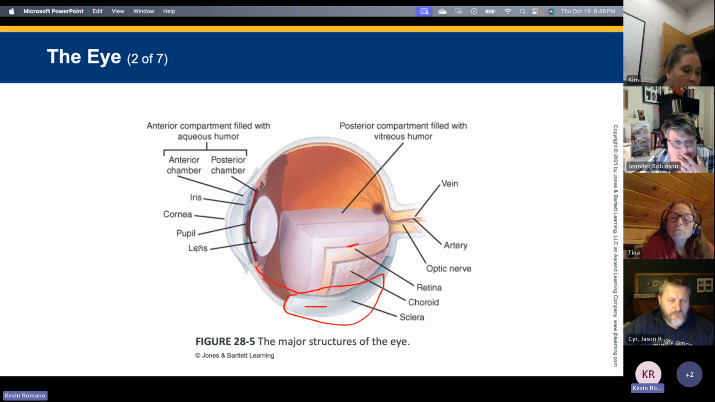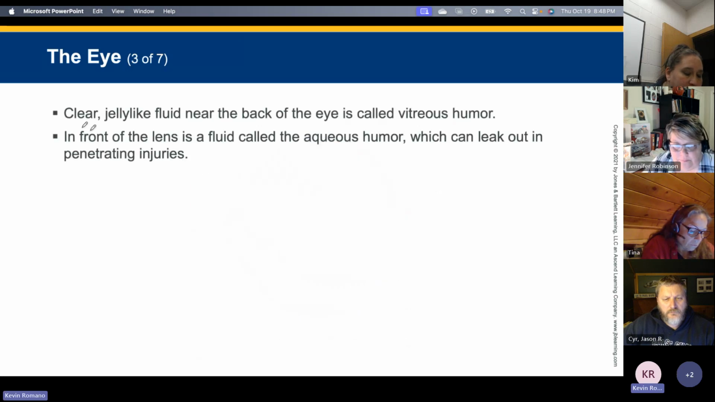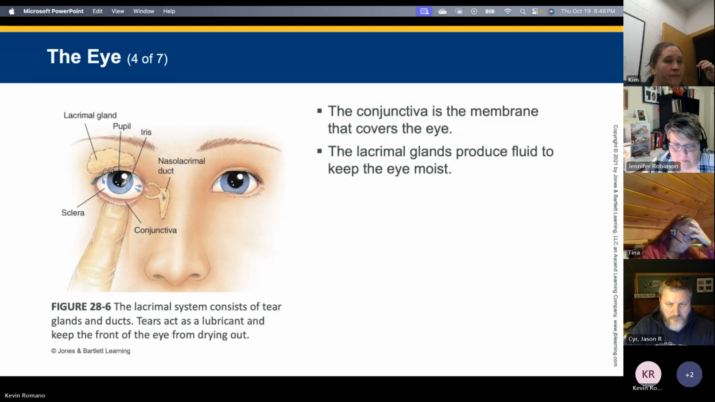Those are some of the major structures of the eye that you'll see. The clear jelly-like fluid near the back of the eye is called vitreous humor. In front of the lens is a fluid called aqueous humor, which can leak out in penetrating injuries, so you have to pay attention for that.